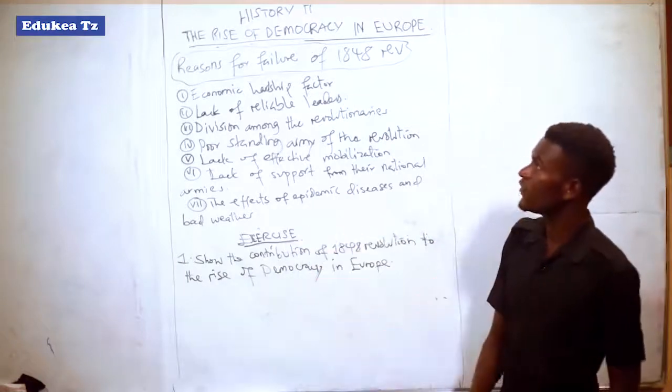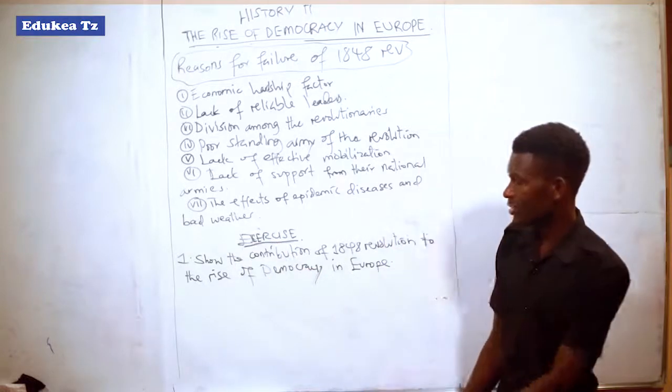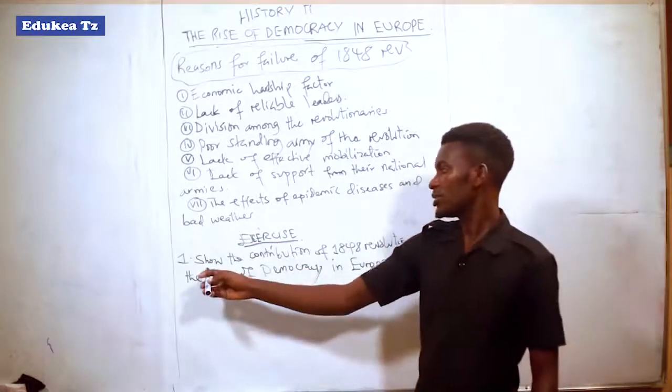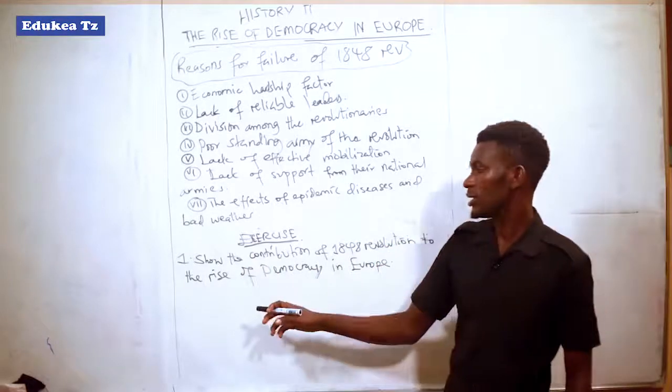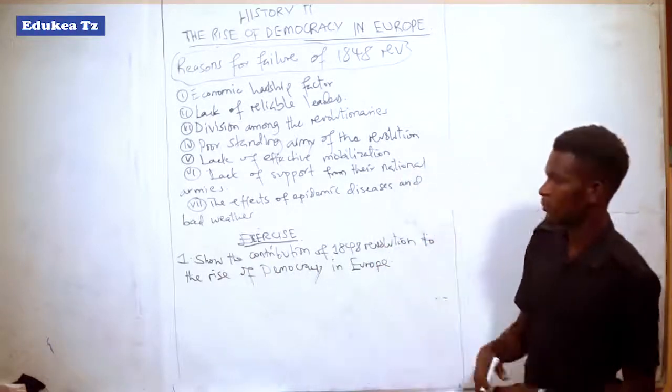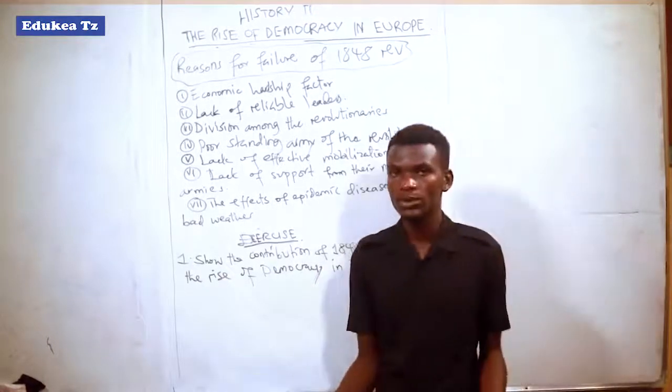This is the end of our topic. So there is one question here as an exercise. It is stated: show the contribution of the 1848 revolutions to the rise of democracy in Europe. So just ask yourself and discuss it in groups or by yourself.